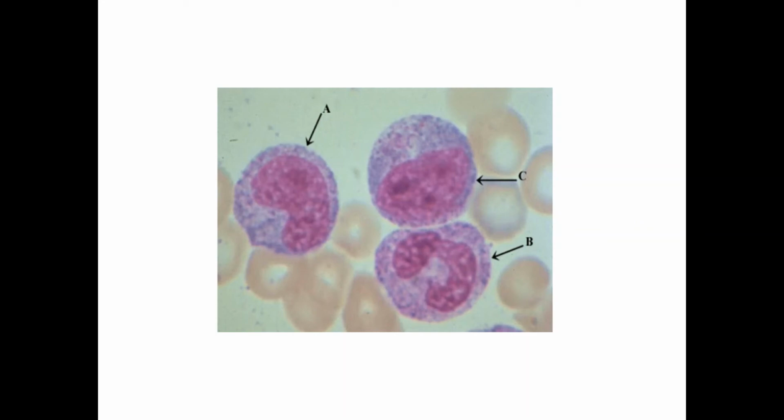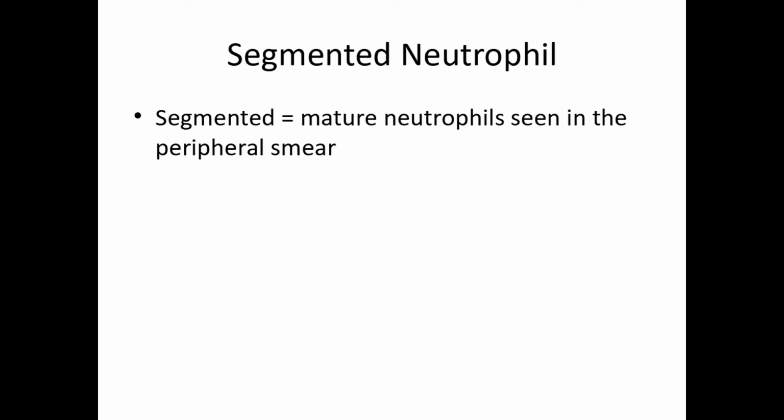Next, coming to cell A. Here one indentation is there, but it is less than 1/3 the diameter of the nucleus. So clearly that is a metamyelocyte. And cell B has a deep indentation, so that is a band form. The last cell is the most mature, which is a segmented neutrophil. The morphology of segmented neutrophil we already discussed.